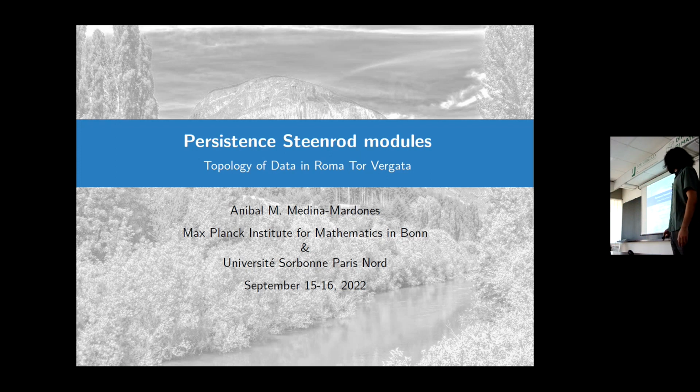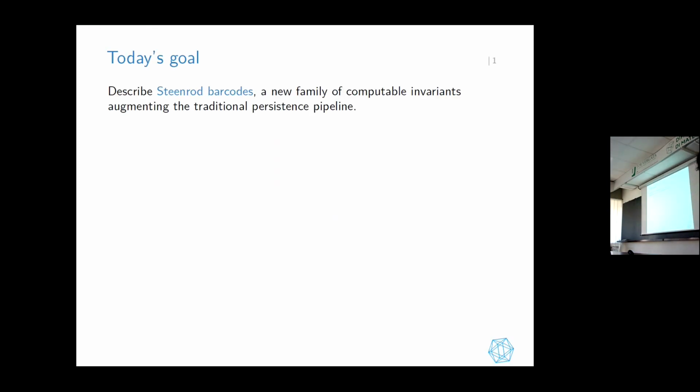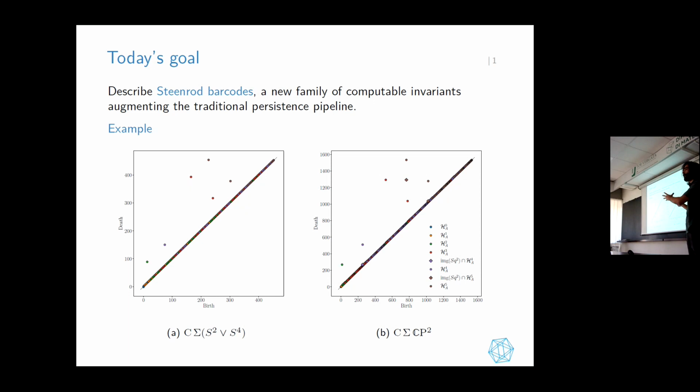Before we get there, let me pause here for a moment. The goal for today is to describe this new computable invariant called Steenrod barcodes. It's a strict generalization of the usual barcode that we know and love. And just to give a little taste, this is the kind of application that we're going to encounter.